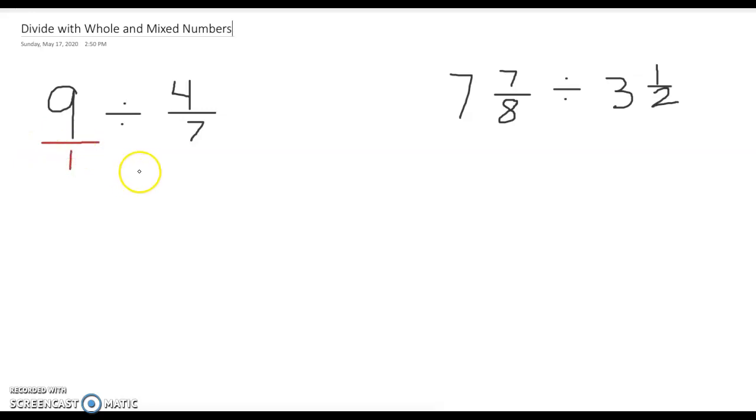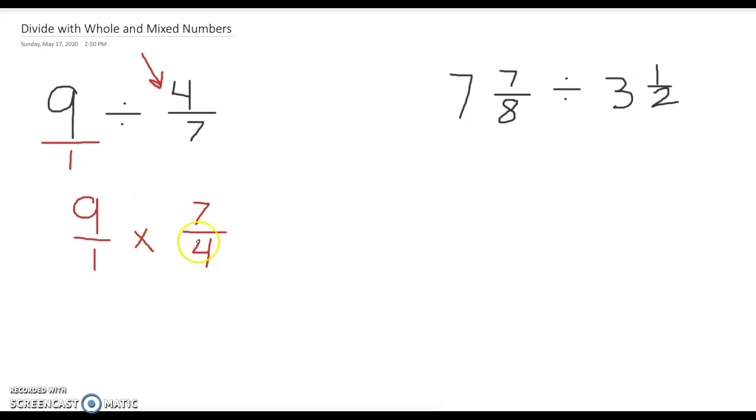Okay, so next, we're going to attack this fraction. We're going to flip it around. Okay, so we're going to rewrite our problem. Well, it's going to be 9 over 1. Now once we use the reciprocal rule where we flip the fraction, we're also going to change the operation. So instead of division, it's going to be multiplication. All right, so we'll have 7 over 4 now.